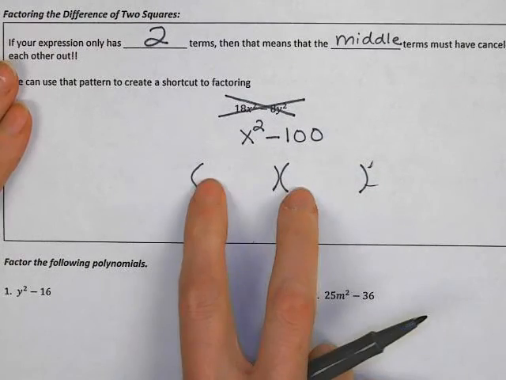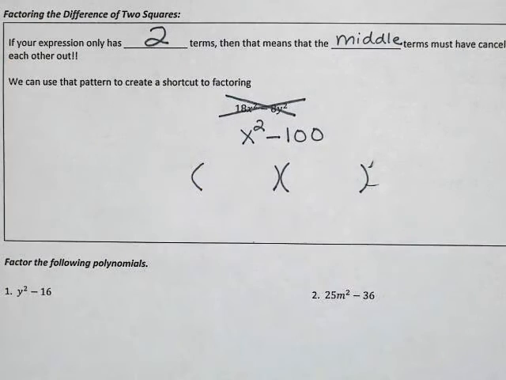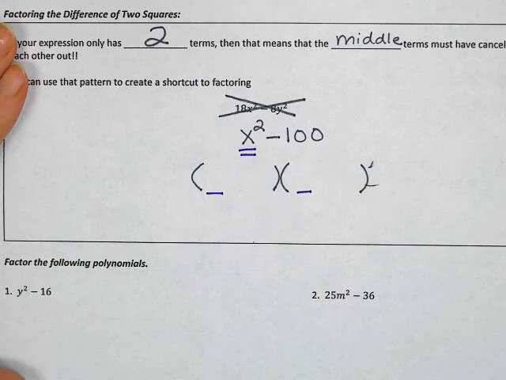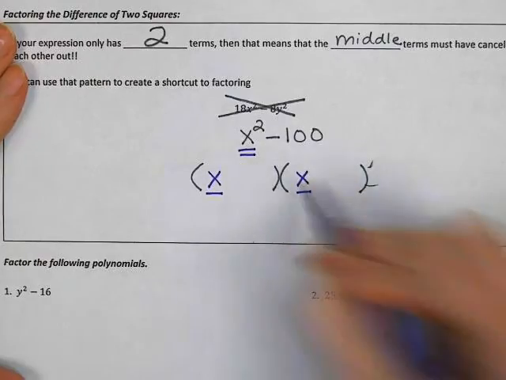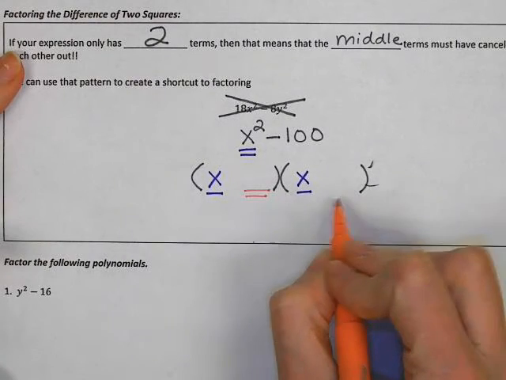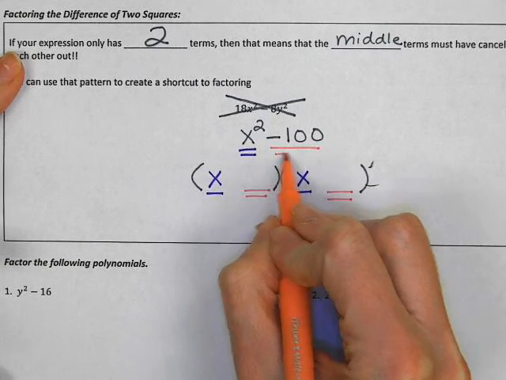So we need 2 numbers or terms that multiply to x squared. So what do you guys think has to go here and here? If you want to get 1x squared, you need a 1x and a 1x, right? Okay, and then we need the last number in each parenthesis. We need these to multiply to negative 100.